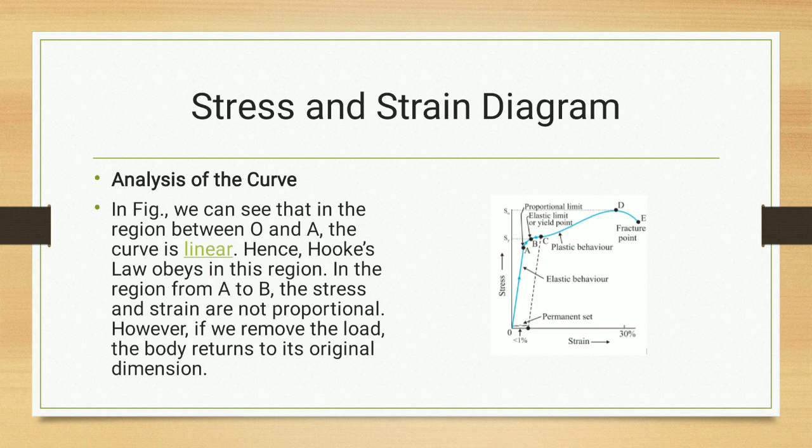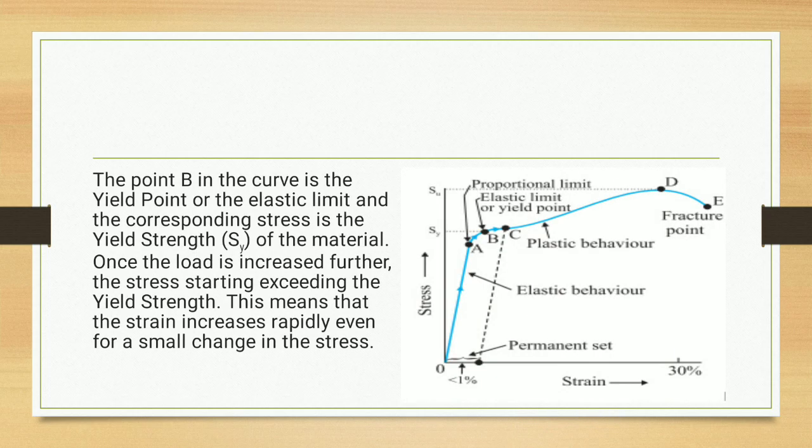If you remove the load till the point B, the body will regain its initial position or shape and size. There will be no permanent fracture till the point B. The point B in the curve is the yield point or the elastic limit, and the corresponding stress is called the yield strength, which is denoted by SY.